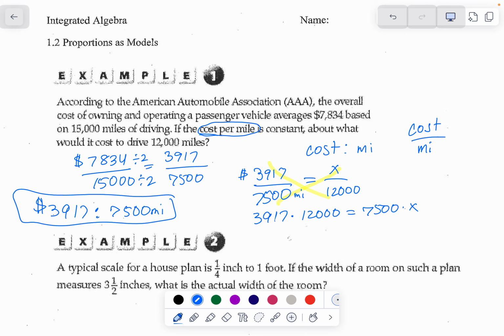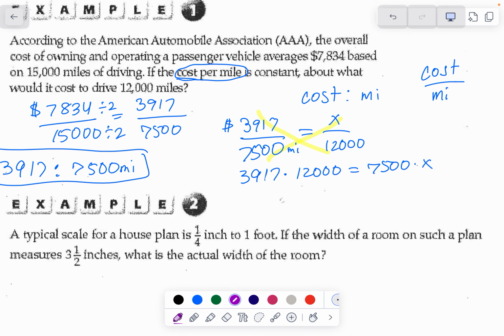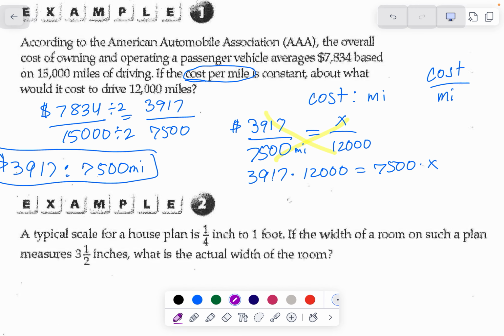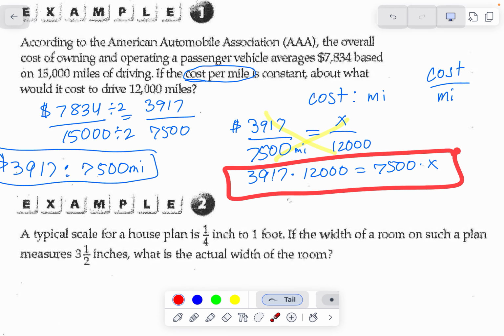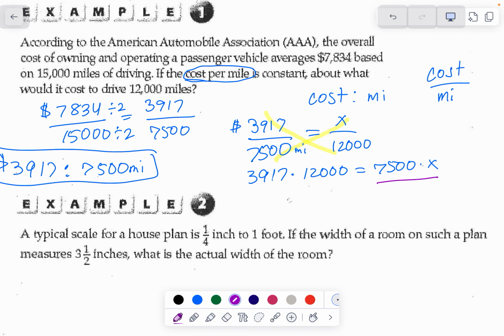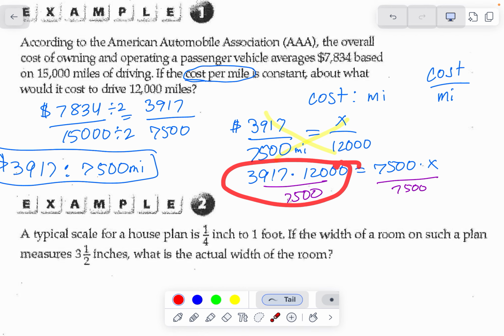What number are we going to divide by? What number do we have to divide off? So here's our proportion. How do we get the X by itself? What number are we dividing by? 7,500. So let's divide both sides by 7,500. So all you got to do in your calculator is put this exact thing. 3,917 times 12,000, get that big number, and then divide by 7,500. So you put in yours, I'll put in mine. We can check each other here, make sure that we get the same answer.